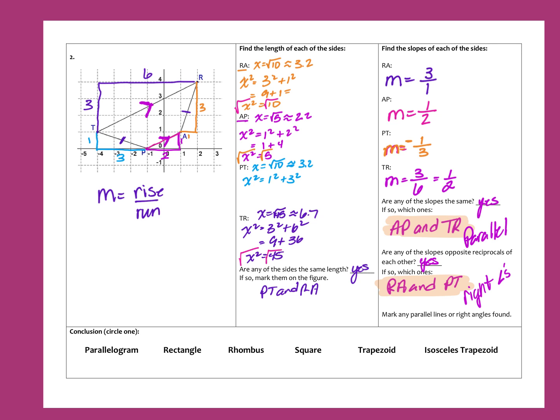Okay. What type of quadrilateral do we have? What is it? Only a trapezoid? Isosceles trapezoid. Good.